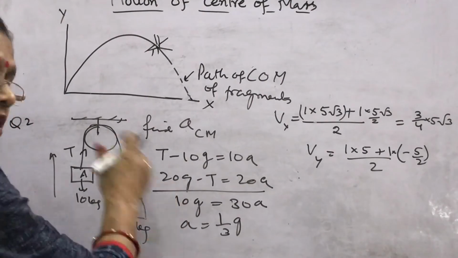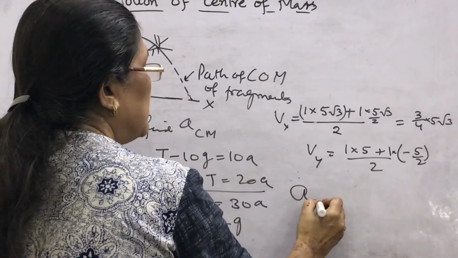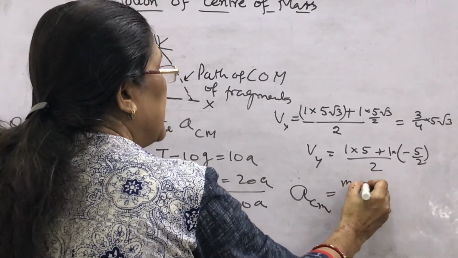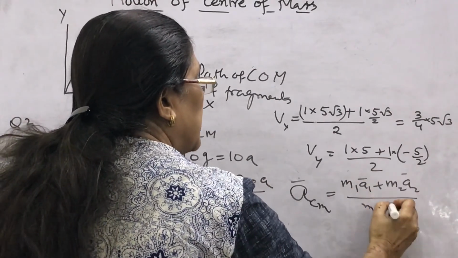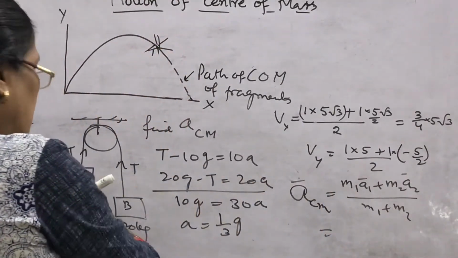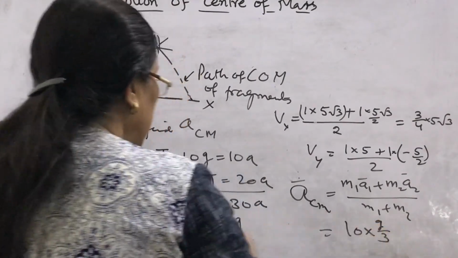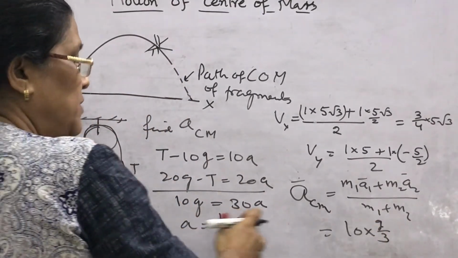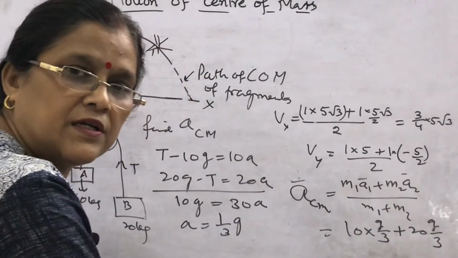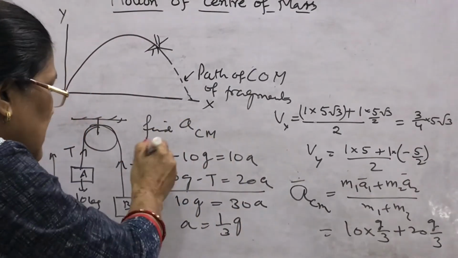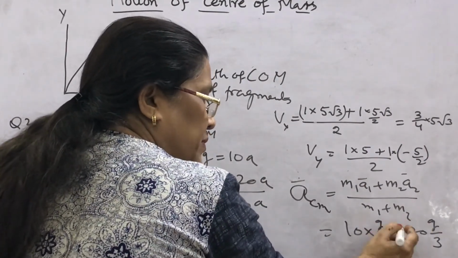Now, what will be the acceleration of center of mass? How will you find it? Look here, the acceleration of center of mass will be m1 a1 plus m2 a2 in vector form, upon m1 plus m2. Then this m1 is 10 into a1, g by 3. Look, a1 and a2 are both the same, g by 3, plus m2, 20 into g by 3. Is it correct? Which is the direction of acceleration? This is going downward. What will you put here? Minus g by 3. So I am putting this minus.